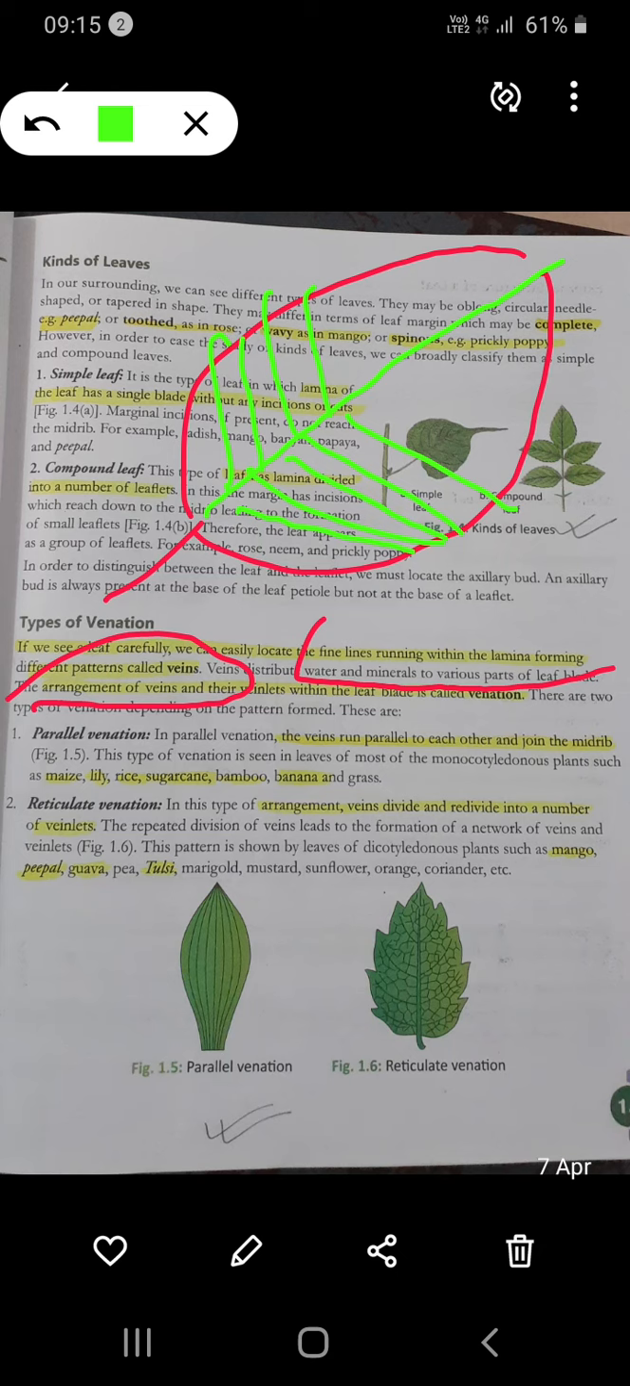In some leaves you will see these running like this, like a network structure. These are all called veins. If they are running straight like this, it will be called parallel venation. If they are running in a network shape like this, it will be called reticulate venation. What do you mean by reticulate? That means a network like structure.